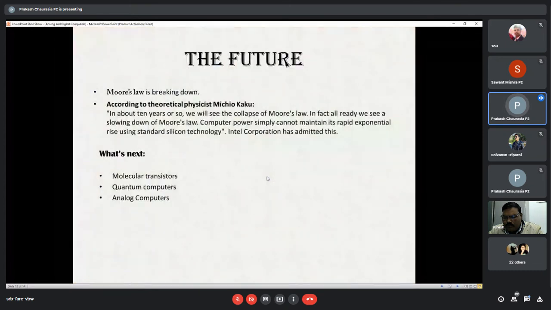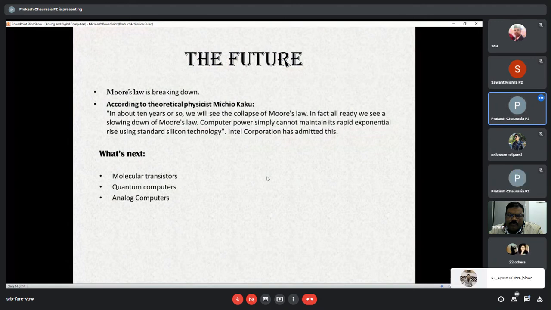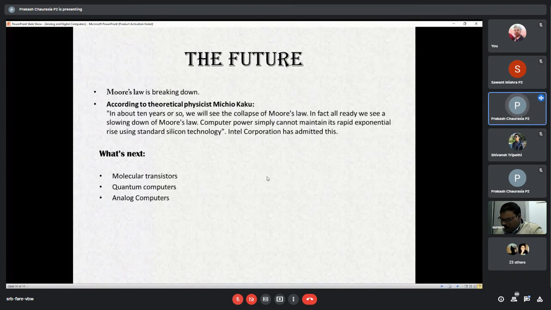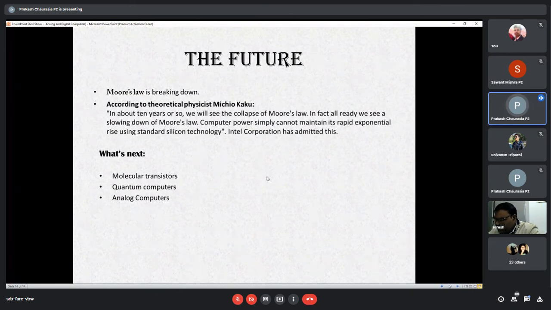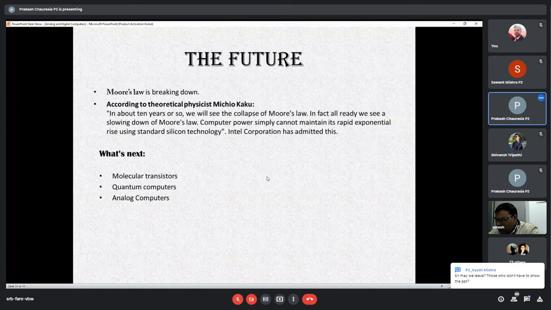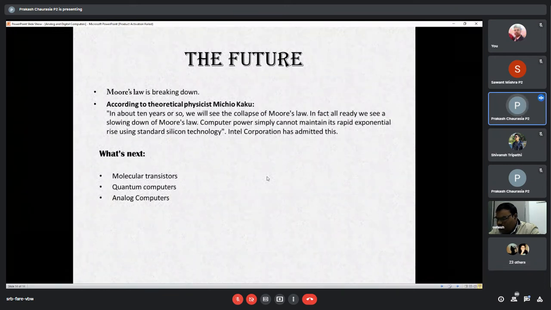So I would like to conclude this presentation by giving you a topic to think about: what is the future? Some physicists say that Moore's law is breaking down. We have already seen a slowdown in Moore's law, and some people think that it might end in 10 years or so. We have other options like molecular transistors, quantum computers, and we may see a comeback of analog computers in upcoming days. That was all for my presentation. Thanks.